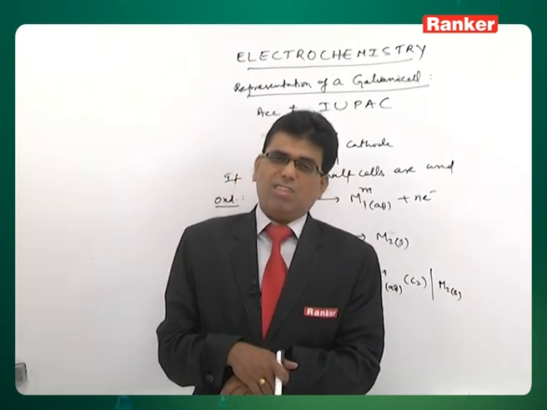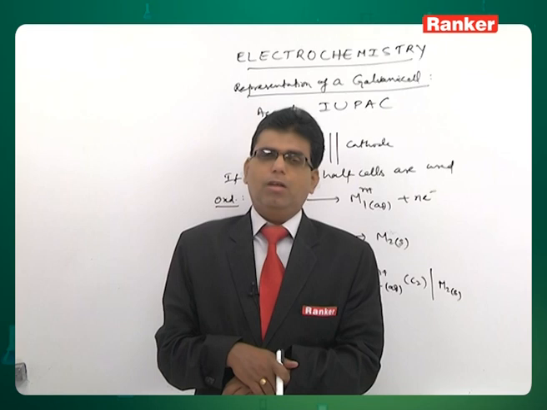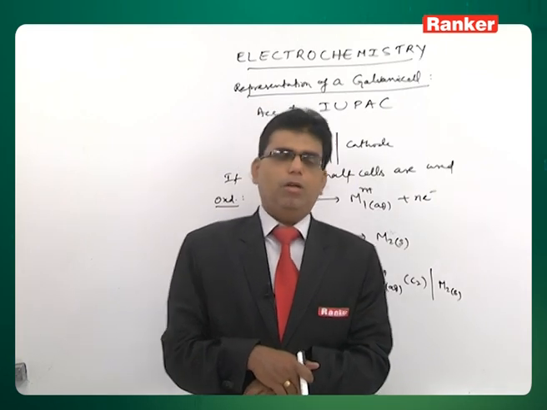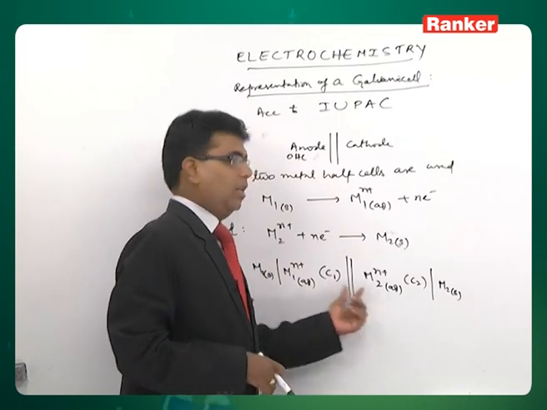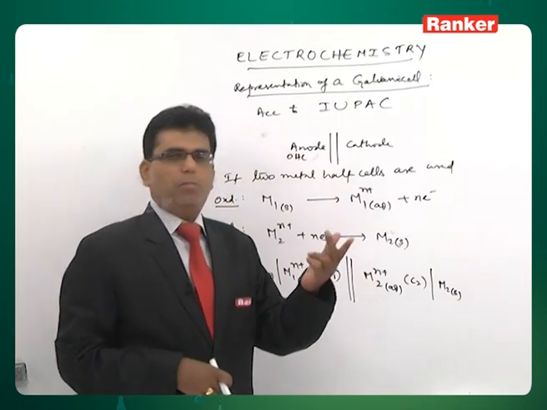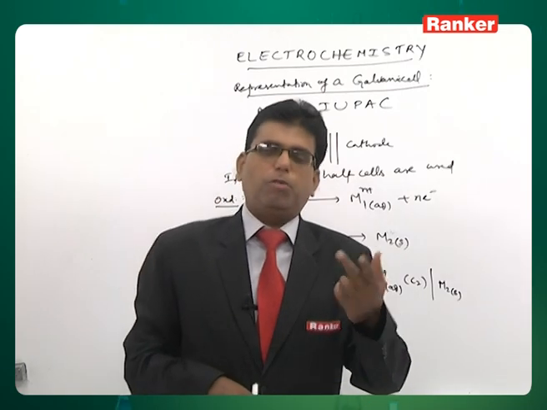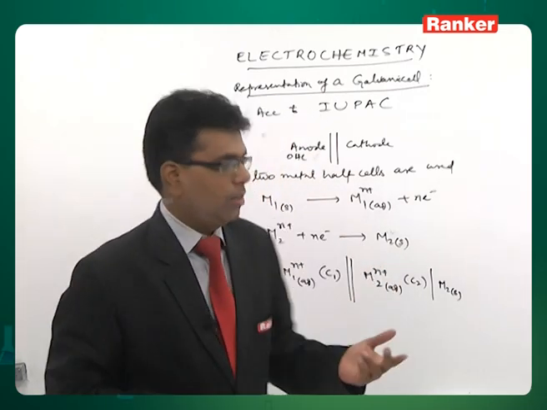Then how to construct that non-metal electrode, how to represent it, and how do we put it in combination with a metal electrode, a metal non-metal combination or two non-metal combinations? How to get it, how to draw it, how to construct it, that we now see.